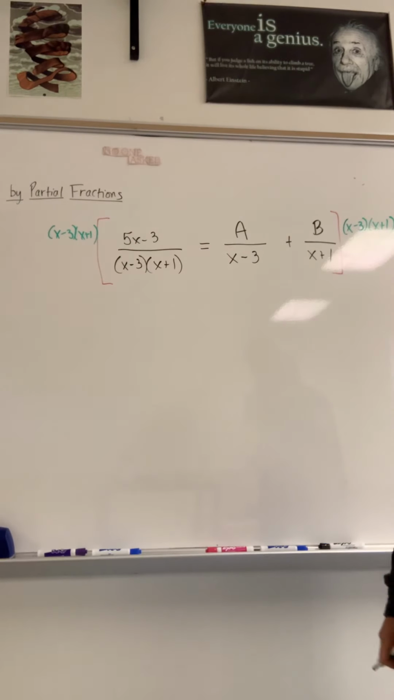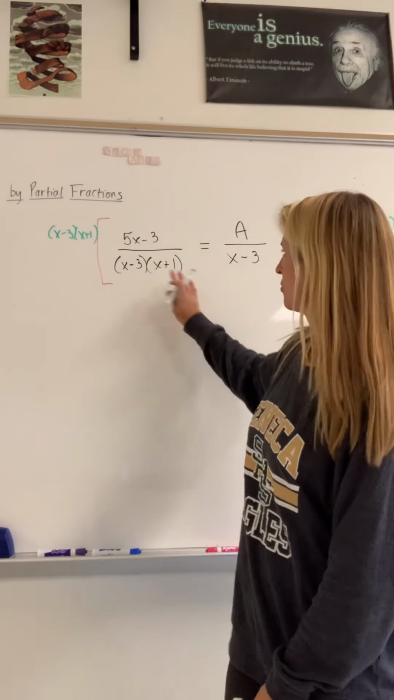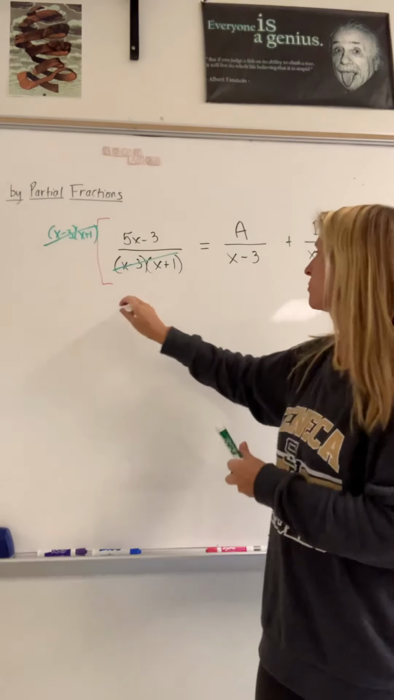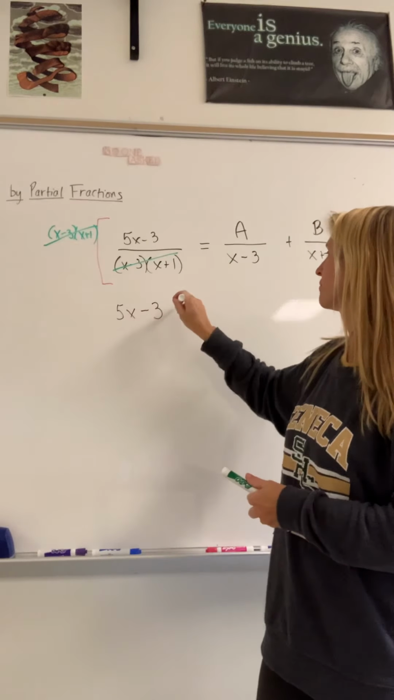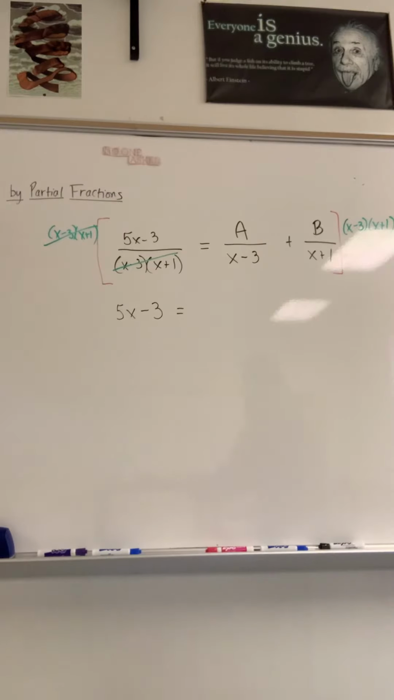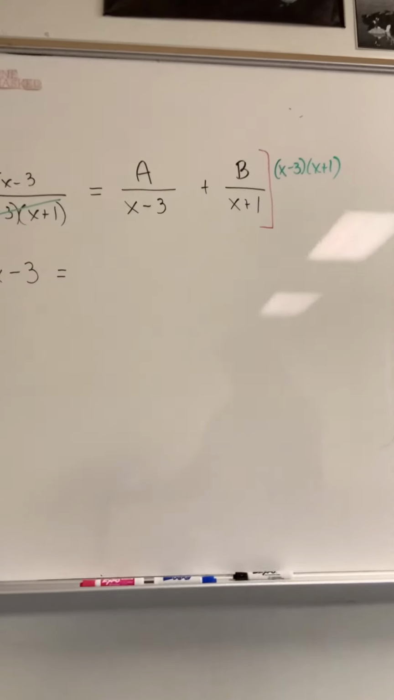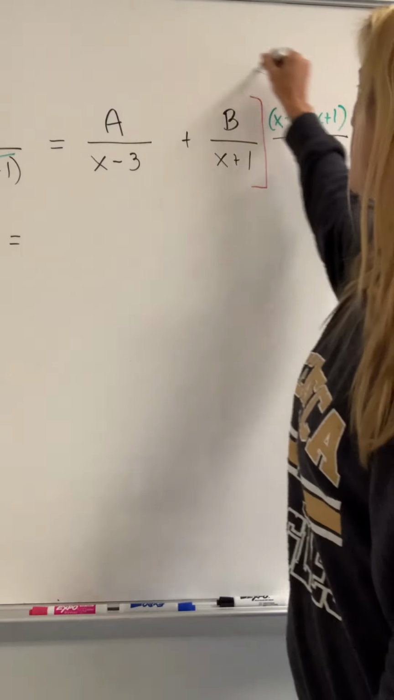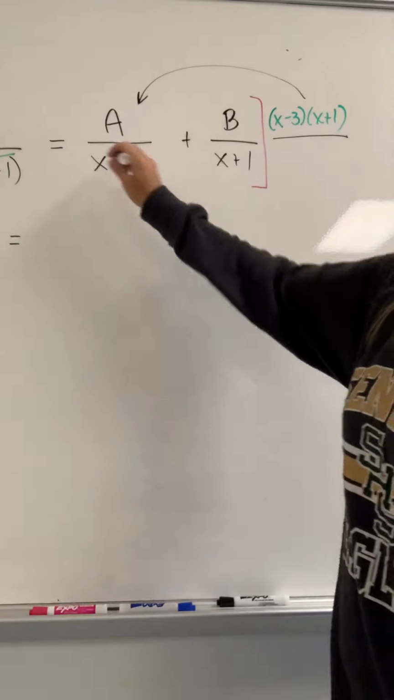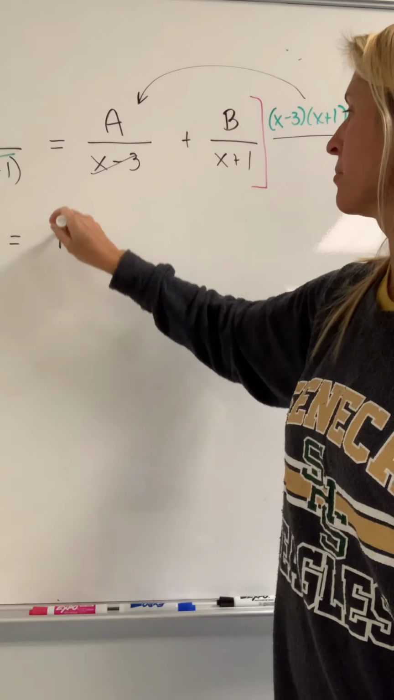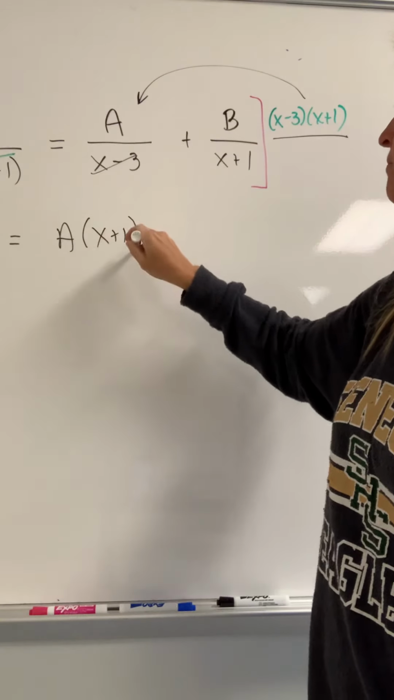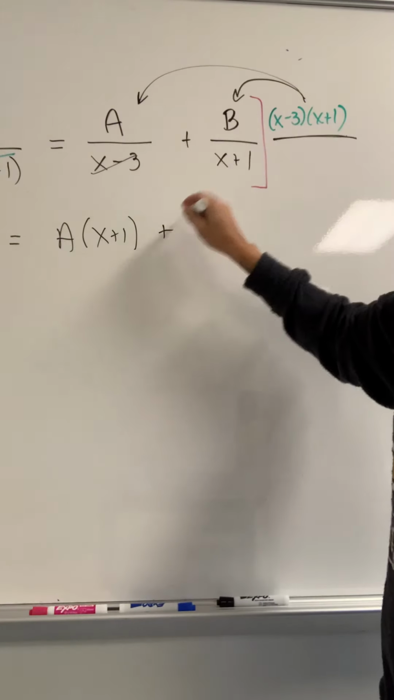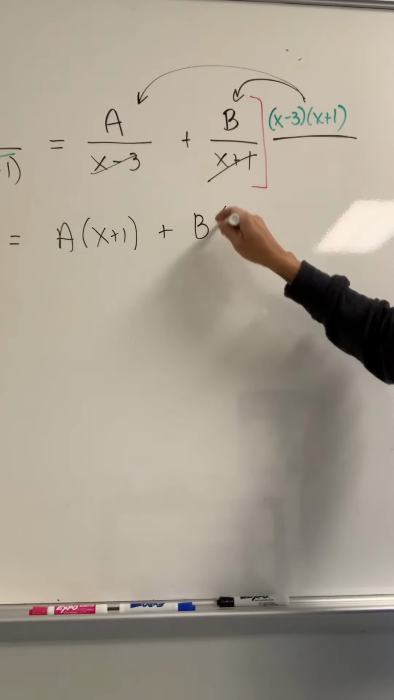Okay, so we're going to multiply both sides by this denominator. And what's it going to do? On the left, it's going to cancel completely with the denominator, and I'm going to be left with 5x minus 3. On the other side, when I multiply this to this fraction, the x minus 3's will cancel, and I'll be left with A times x plus 1. When I take the whole thing and multiply it by the second fraction, the x plus 1's will cancel, and I'll have left B times x minus 3.